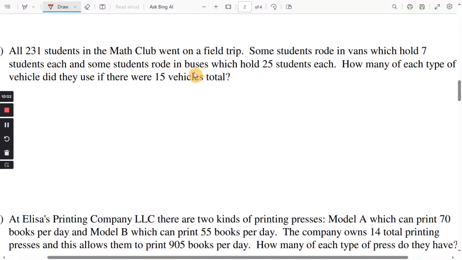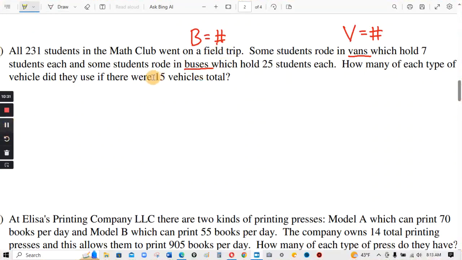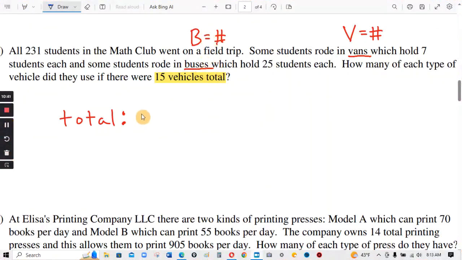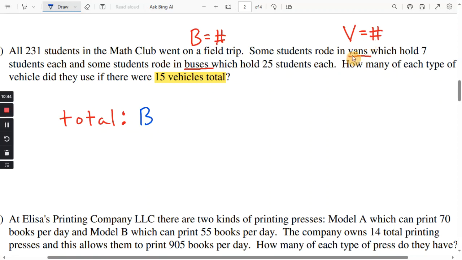Let's designate a variable for each type. Since vans begins with a V, I'm going to let V equal the number of vans. And since buses begins with a B, I'm going to let B equal the number of buses. Now, it says there were 15 vehicles in total. So please write the equation for the total. All right, pretty simple. B is the number of buses, and V is the number of vans. If we add those together, we're going to get the total, 15.